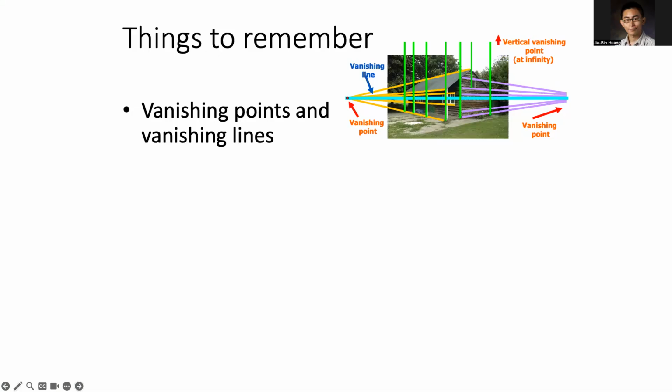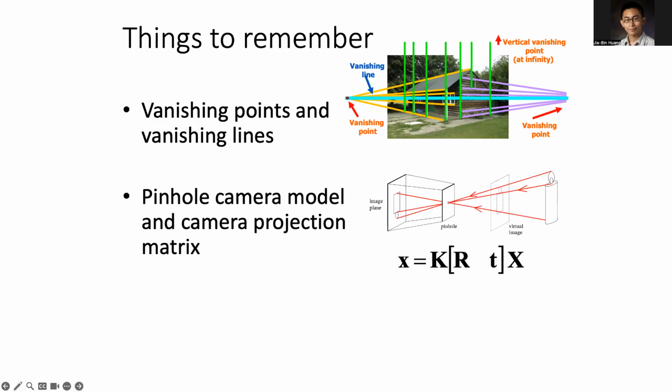Okay, so to sum up, basically what we talked about in this lecture is that vanishing points are the intersections of parallel lines in 3D. And then we also talked about the pinhole camera model, kind of how you represent a 3D point in the world coordinate system as a 2D point in a camera.